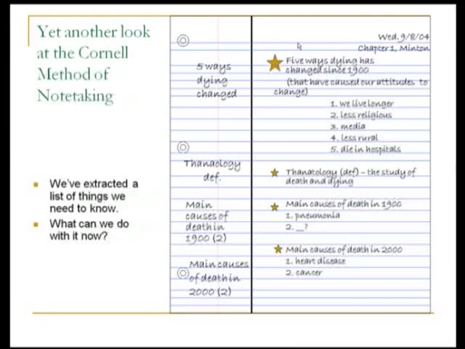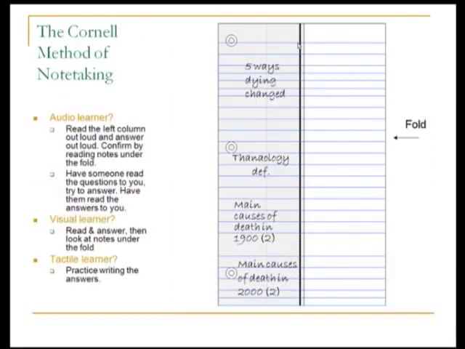Okay, first of all, here is our Cornell method of note-taking. We've got our notes to the right. We have our list of what we need to know that we've made to the left. Now, what can we do with it now? Ta-da! We're going to fold the page over. If a person prefers the audio, or if they prefer interpersonal actions, they could either say these things into a tape recorder to get the audio, or they could have someone read them to them and practice the answers. The visual learner could read and answer them, and then look at the notes under the fold. The tactile learner might practice writing the answers.